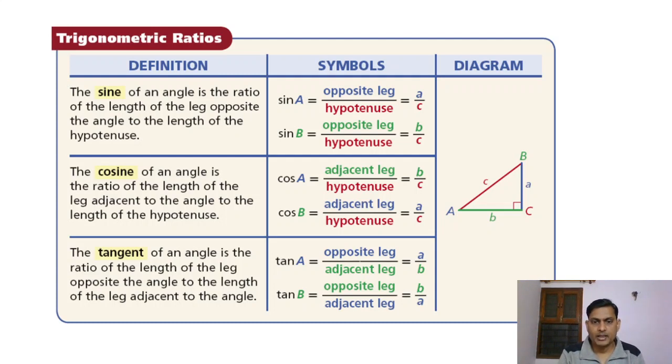The tan of an angle is the ratio of the length of the leg opposite the angle to the length of the leg adjacent to the angle. So tan A is equal to opposite leg upon adjacent leg. That is small a by small b. Tan B is equal to small b by small a. Okay, so in case of sine and cos, we have to consider the hypotenuse and one side. But in tan, we don't consider the hypotenuse, only the other two sides.